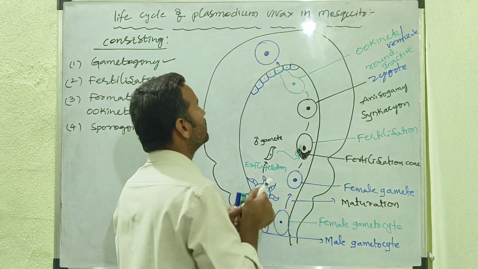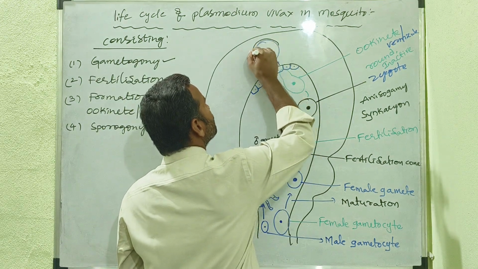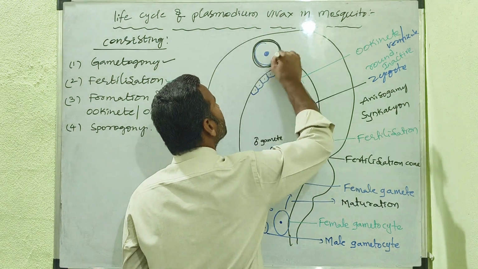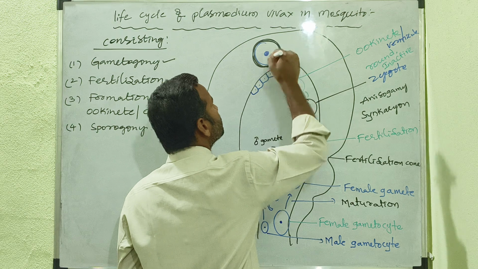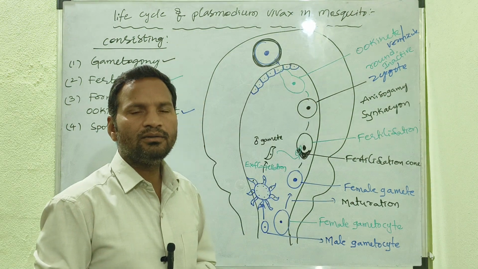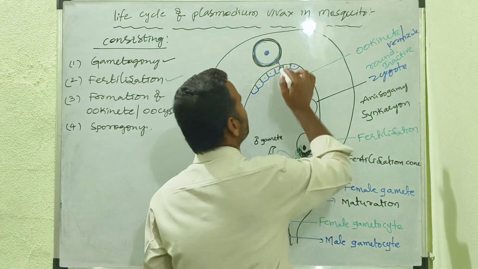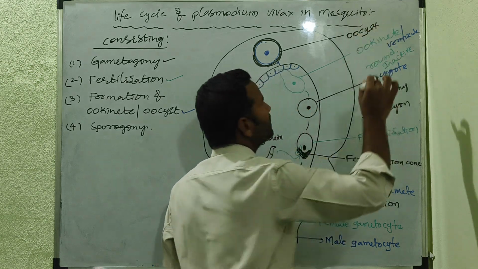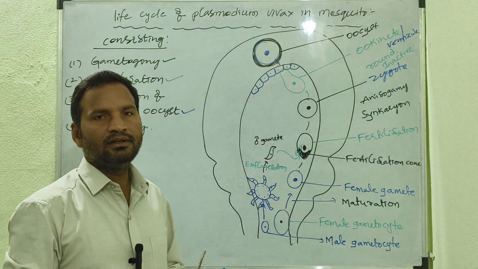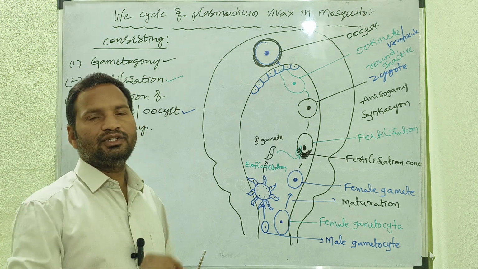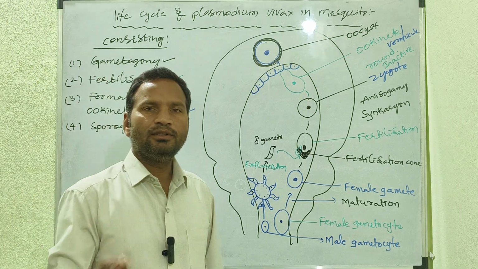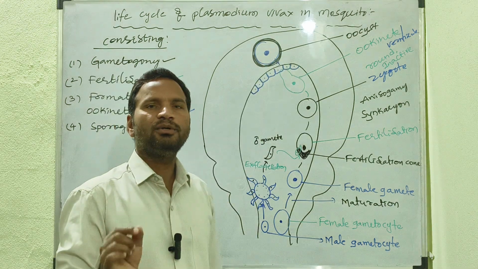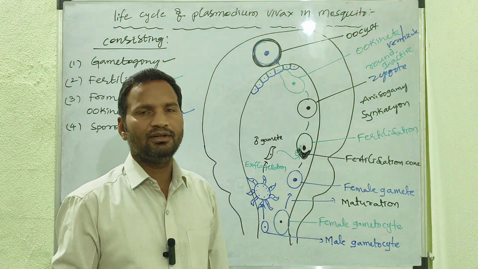Yes, what is this? A cyst wall, like this. This is a cyst wall around the body. Now, in this stage, this is called what? Oocyst. What is this? Oocyst. After encystation, what does it mean? The process of formation of cyst wall around the body is called encystation.